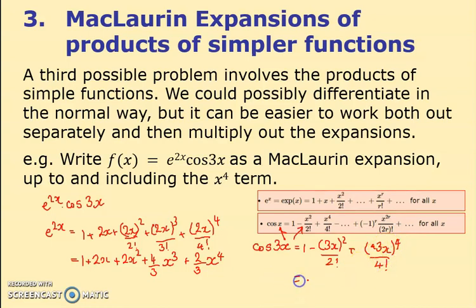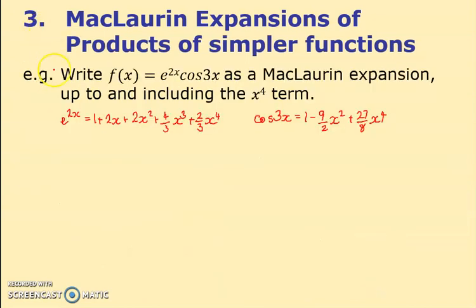And if I work this out, I get 1 minus 9x squared over 2, plus 3 to the 4 is 81, over 4 factorial is 24, 81 divided by 24 equals 27 over 8, x to the 4. So now my job is to multiply these together. So I've rewritten them out here just to save a bit of time. So I've got to times these two things together, because this obviously means times them together.